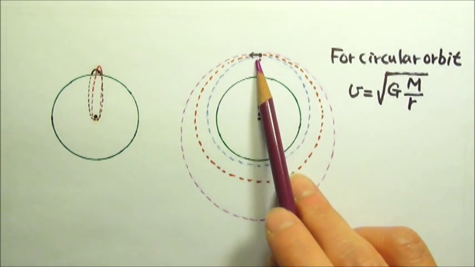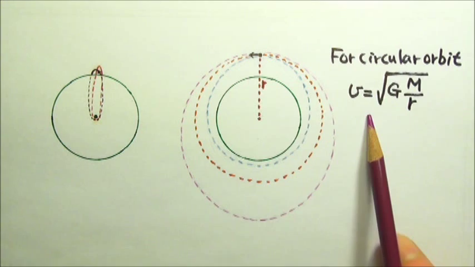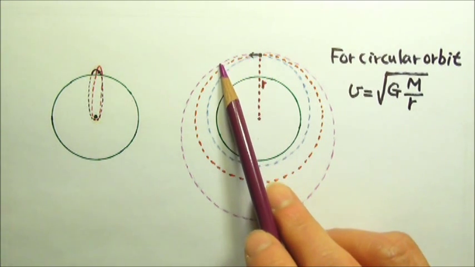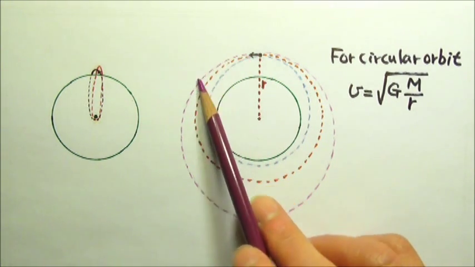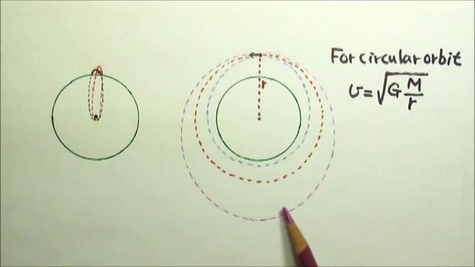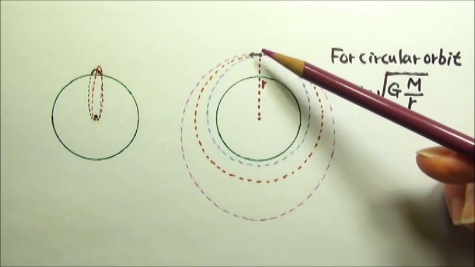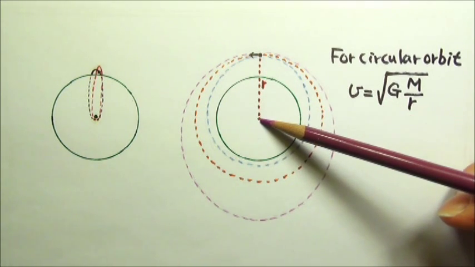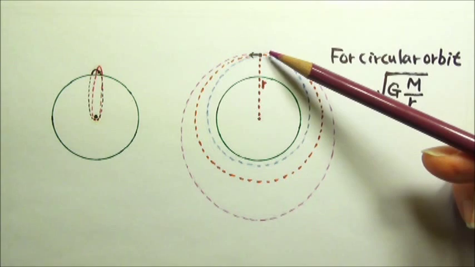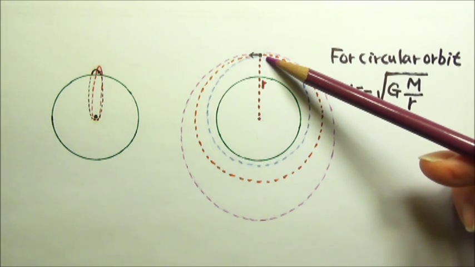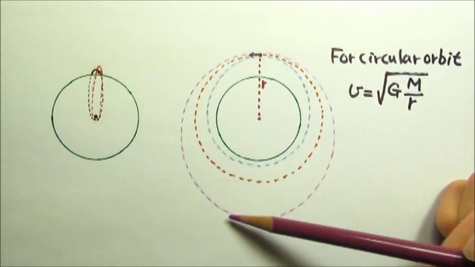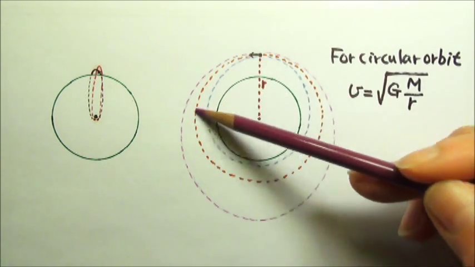If the speed over here is faster than this value, the satellite would fly outward a little, and the orbit would be elliptical like that. The semi-major axis of that elliptical orbit is bigger than the r, because faster speed means there is more total mechanical energy, and therefore a bigger semi-major axis than that of the circle.